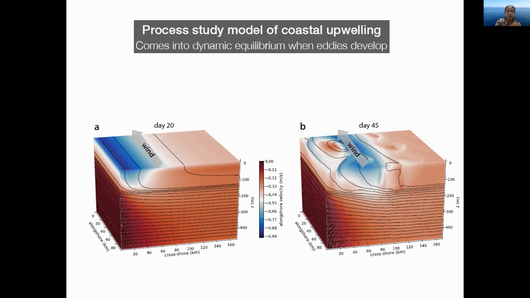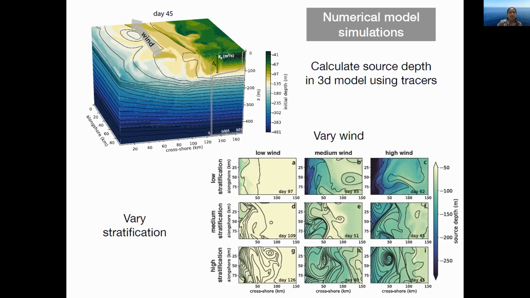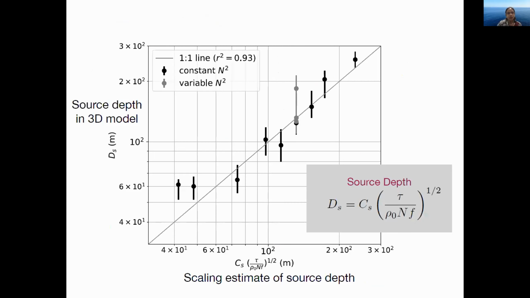Next. So we're going to test this in a model. And what we do is we run our model simulations by varying the wind stress, and we do 9 simulations, different wind stress, and by varying the stratification. And in these figures, in the lower panels, you're seeing these little snapshots of the source depth. What you can see is that the highest wind stress and the weakest stratification is when you get the deepest source depth.